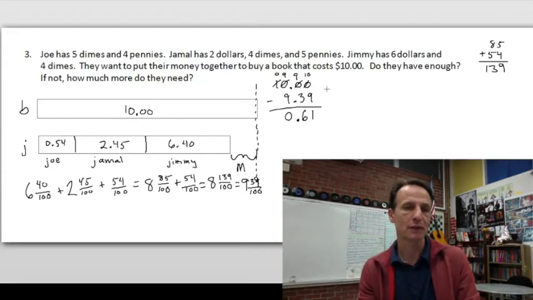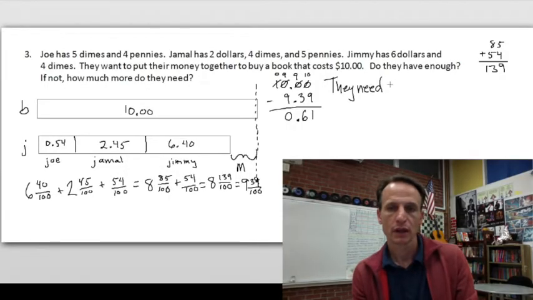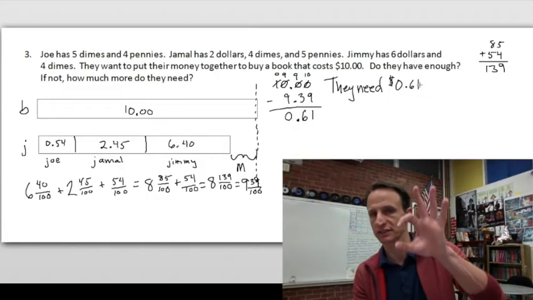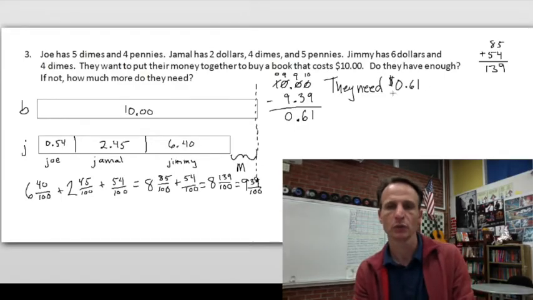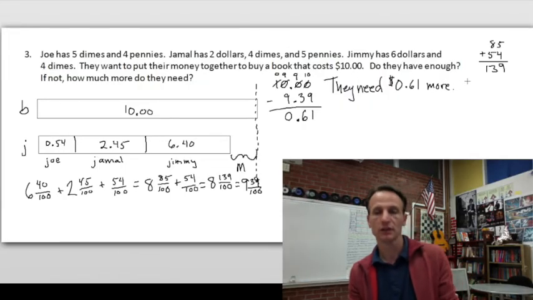So the question, how much more do they need? That's the answer. That's how much more they need. So they need, and there are different ways of writing this. We're going to write it in dollar form, which would look like this. We could write it as 61 with the cent symbol, the C with the line through it, or write it in dollar form. They need 61 cents more to buy the book if you want to extend that out.